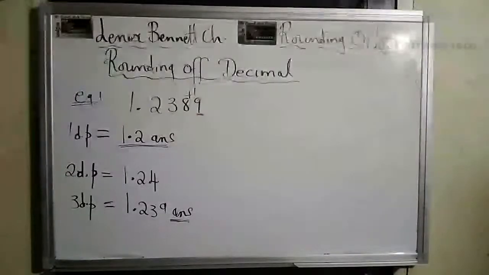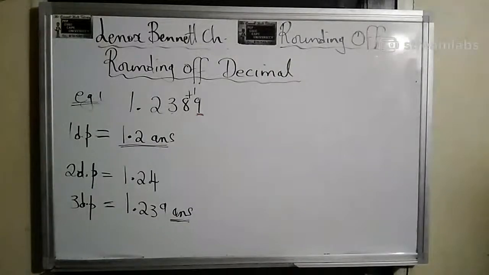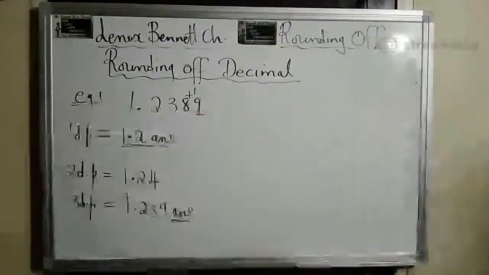So guys, it's not very hard, it's very easy. You just have to remember the rule. The rule states that if it's 5 or greater than 5, we round up. If it's less than 5, for example 4, 3, 2, 1 or 0, we just simply drop it off.